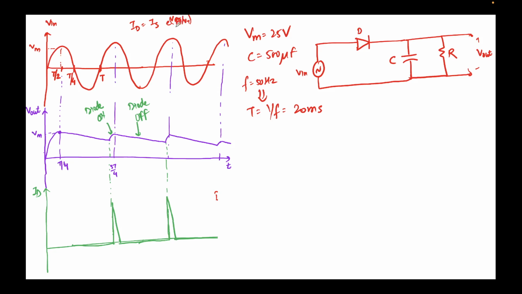Let me write it again. So diode current is nothing but ID equal to some constant Is times the exponent of Vd over Vt. Vd is the voltage across the diode.